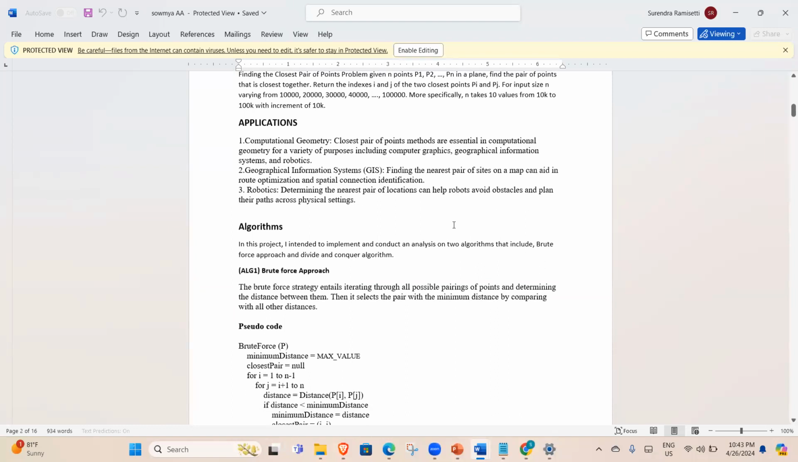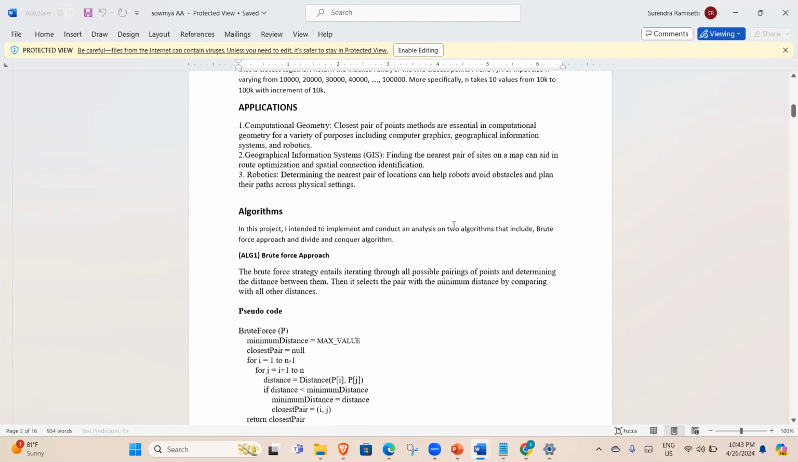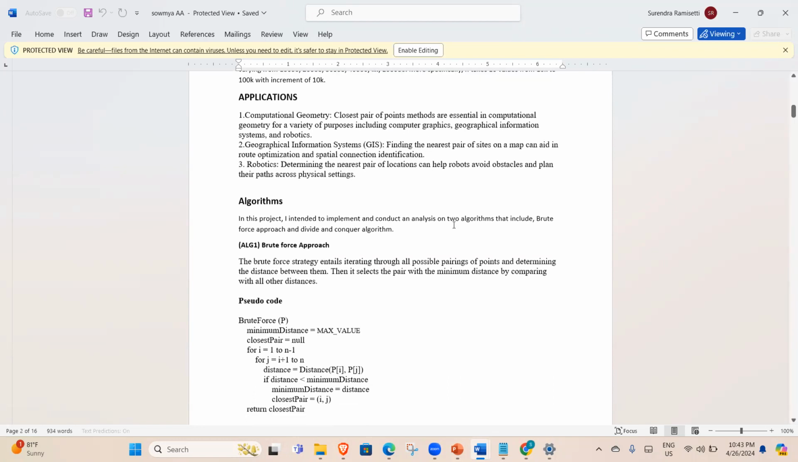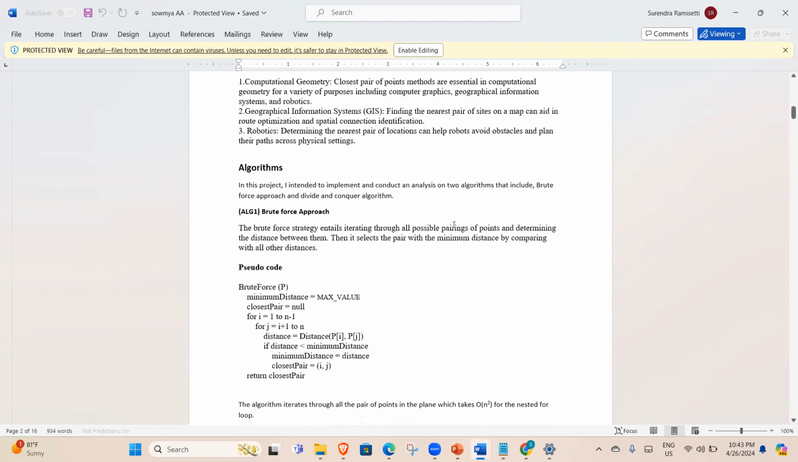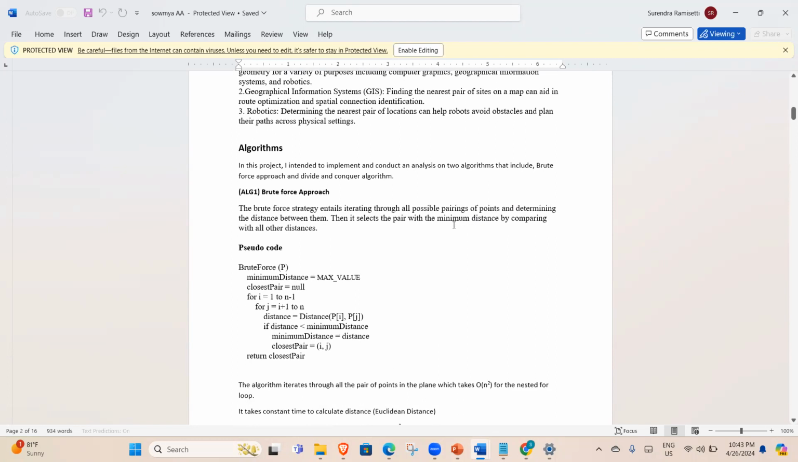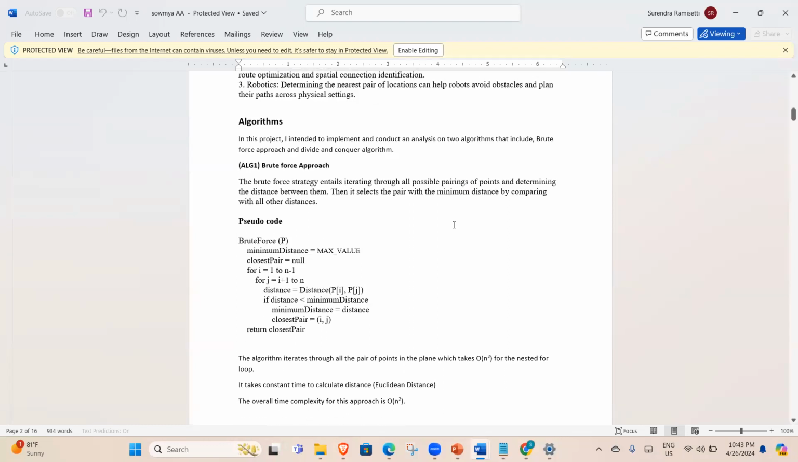We have many applications with this algorithm. Coming to computational geometry, closest pair of points methods are essential for a variety of purposes, including computer graphics, geographical information systems, and robotics. In geographical information systems, finding the nearest pair of sites on a map can aid in route optimization and spatial connection identification. In robotics, determining the nearest pair of locations can help robots avoid obstacles and plan their paths across physical systems.